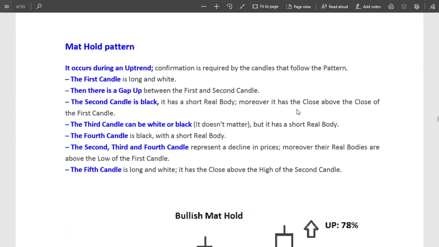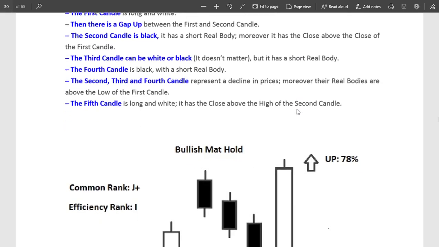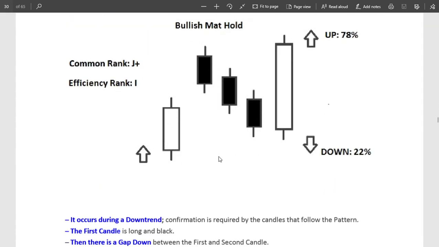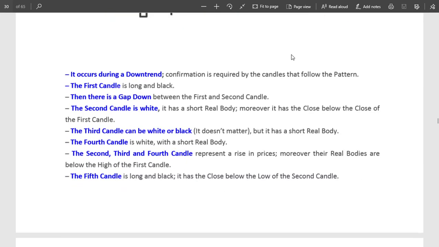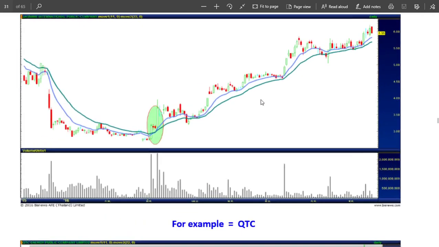Now the bullish mat hold. This occurs in an uptrend and it's required that the candles follow the pattern. This shows an uptrend. Now we have a bullish candle, then we have sellouts. After this sellout, there's always a bullish continuation. This is a bullish continuation pattern. Here is the bearish version of it. We have a sell candle, we have price trying to go higher, but then price fails to close above this candle, so price goes lower. So this is an example.